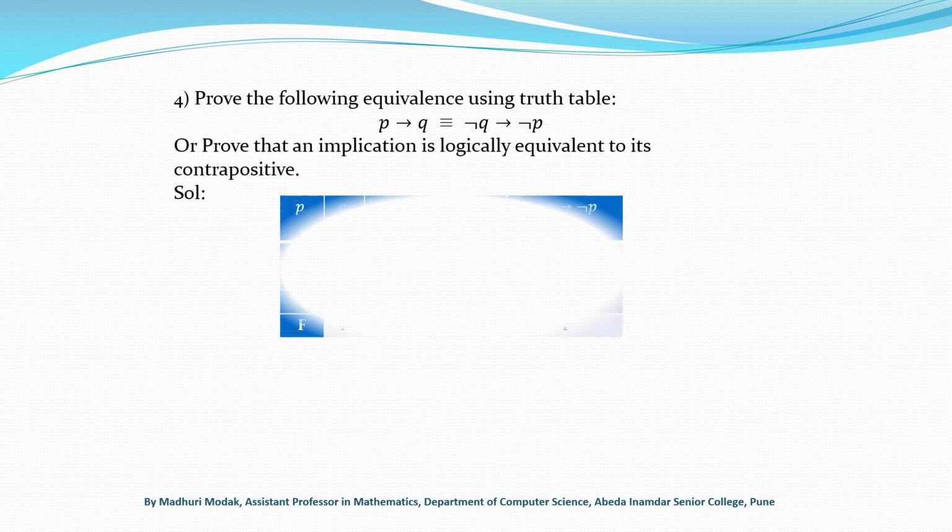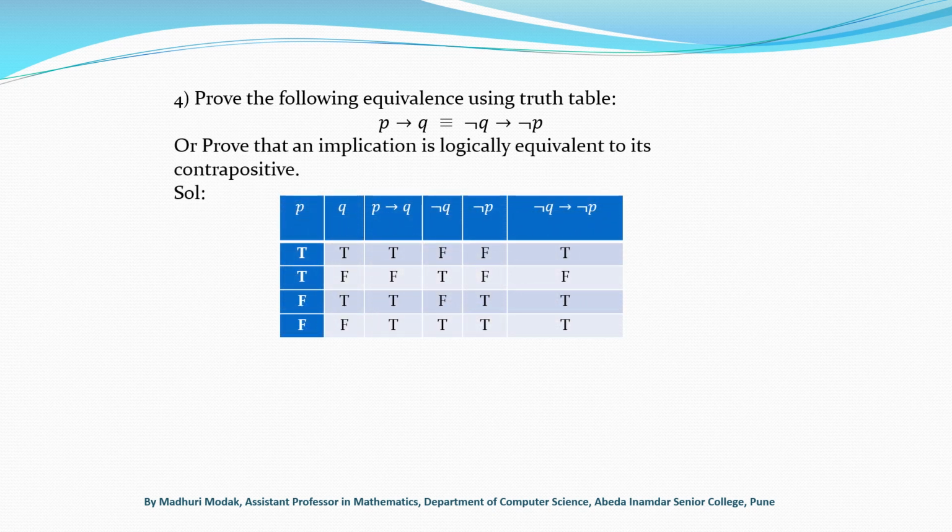Now, the next is prove the following equivalence using truth table. P implication Q is logically equivalent to negation Q implies negation P. So this is implication and this is nothing but its contrapositive. So this logical equivalence is nothing but an implication is logically equivalent to its contrapositive.